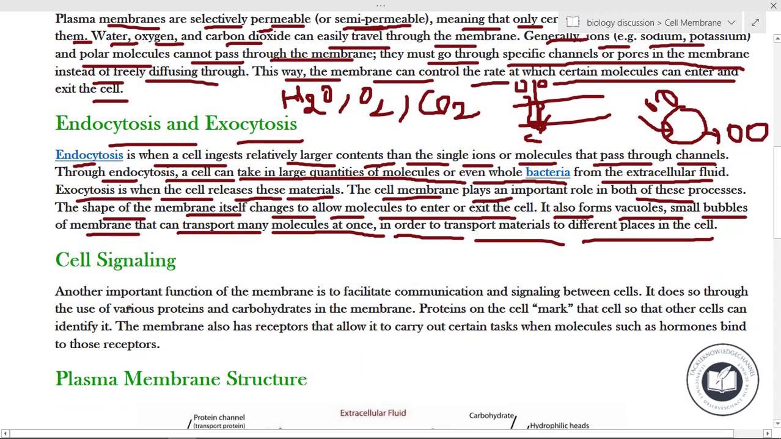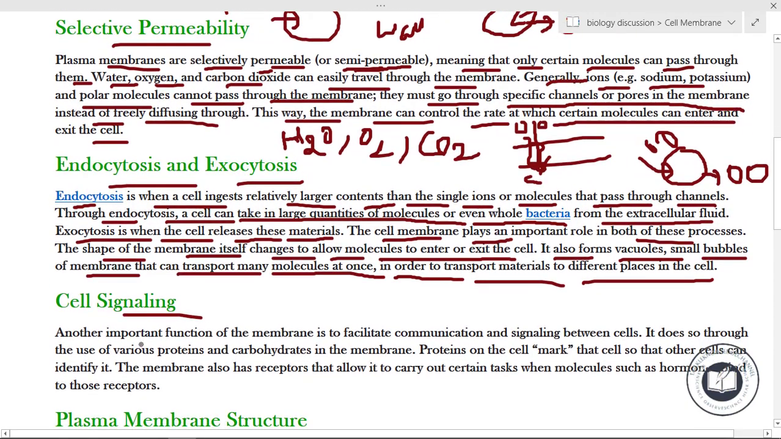Now let's see about cell signaling. Another important function of the membrane is to facilitate communication and signaling between cells. It does so through the use of various proteins and carbohydrates in the membrane. These proteins and carbohydrates are present on the membrane.